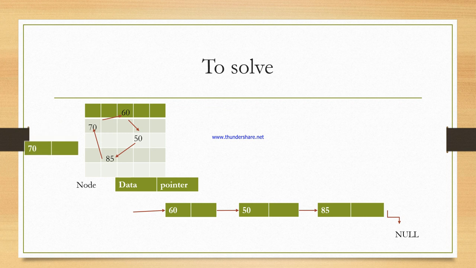So here we have the first node as the head node. In a linked list, the first node will always be the head node. We have different types of linked list: singly linked list, doubly linked list, and circular linked list. I will discuss the different types of linked list in the upcoming video.